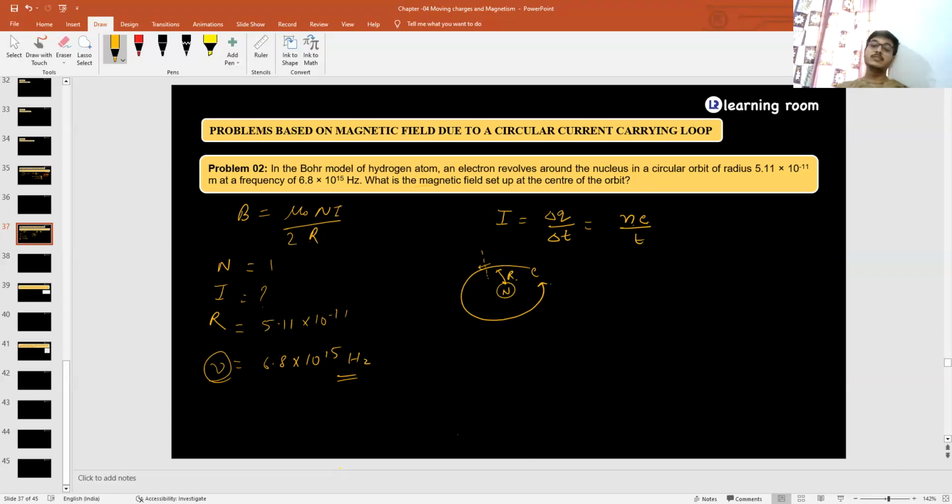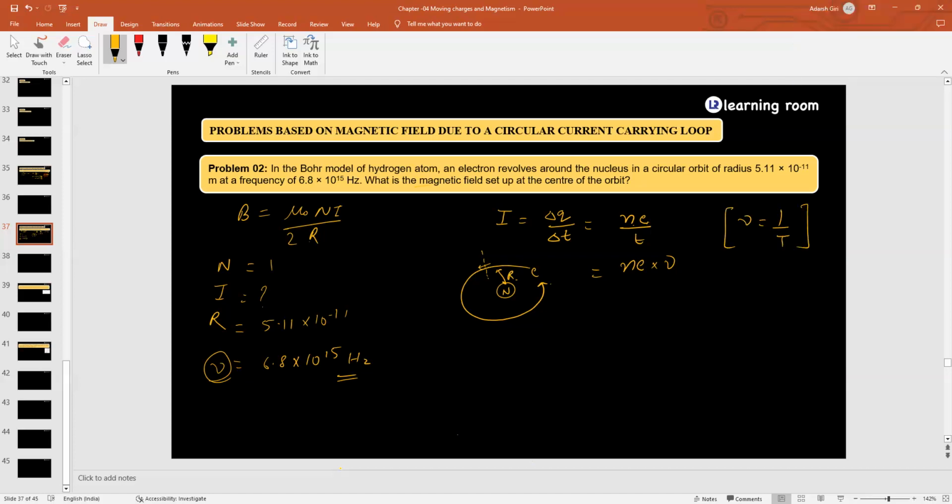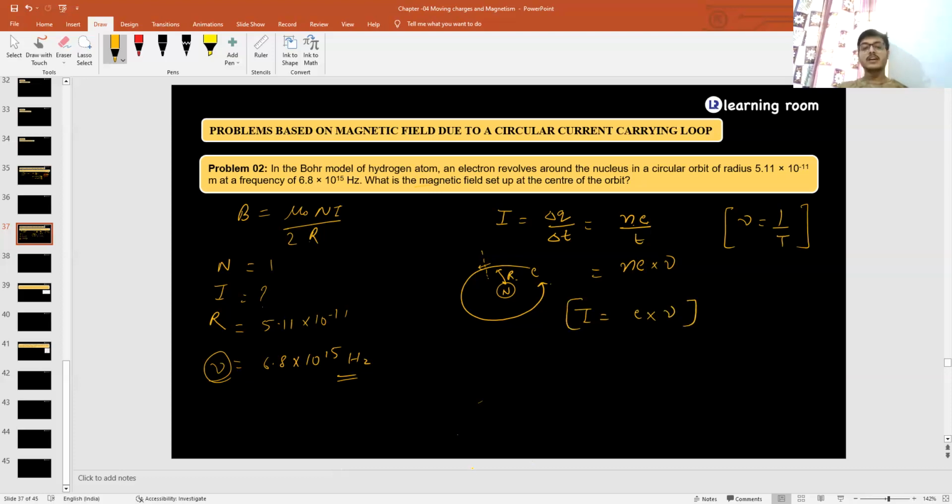Now, what is the time interval? That is not given to us. Now see here, can I write 1 by T as frequency? Frequency is nothing but 1 by time period. So can't I calculate I from there? Since my N is 1, it will be E into nu. Agree? Now can you put the value and get me the value of magnetic field? Easy? Once you get it, you'll find it easy.